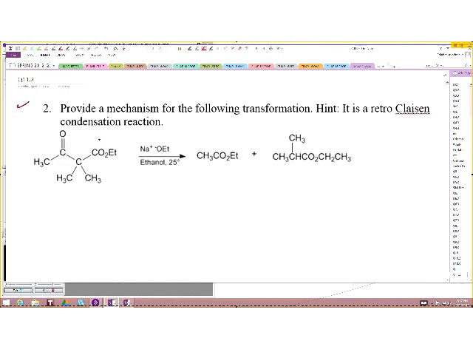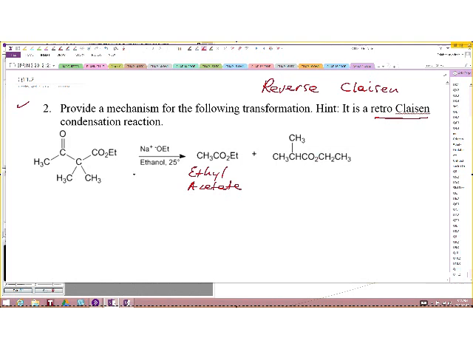Okay, thank you. So here, this is another reaction mechanism problem. Here we have given you a hint. This is a retro-Claisen condensation. In other words, it is a reverse Claisen condensation. So you have this product here from the Claisen reaction, and now you want to react it with ethoxide, with ethanol as the solvent. You notice how easily this reaction goes, at room temperature right here. And then you generate ethyl acetate and this other ester here.